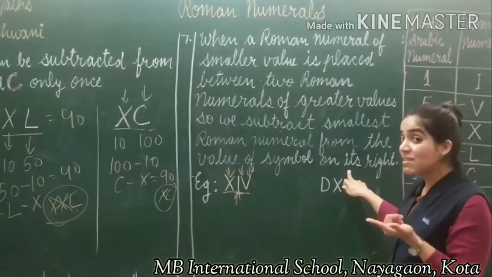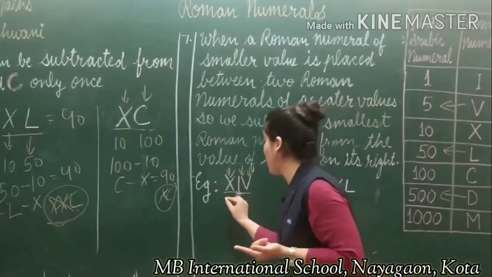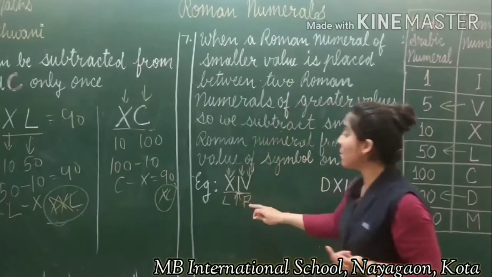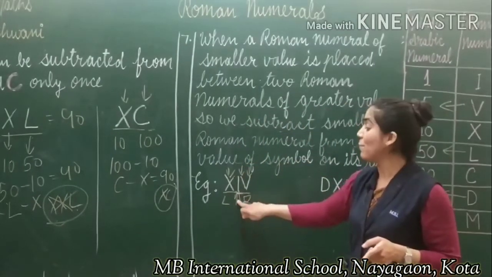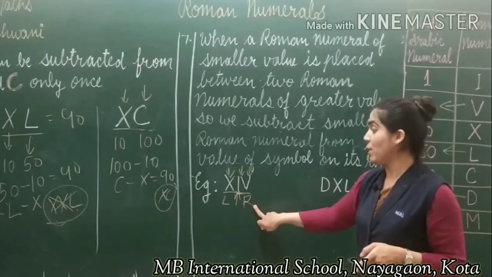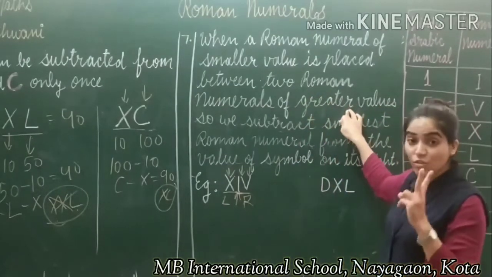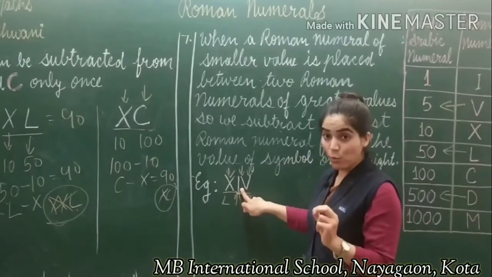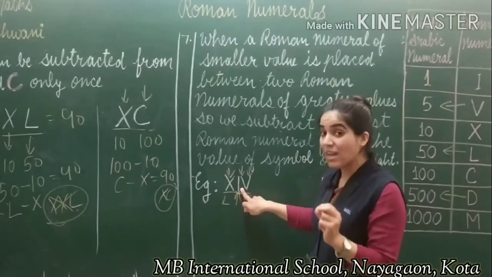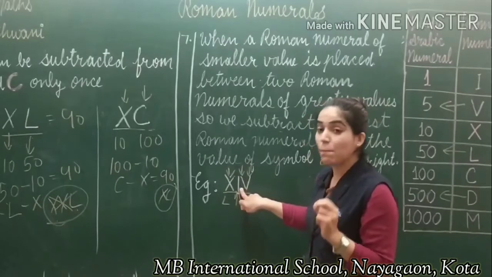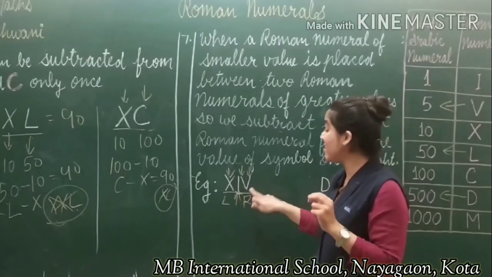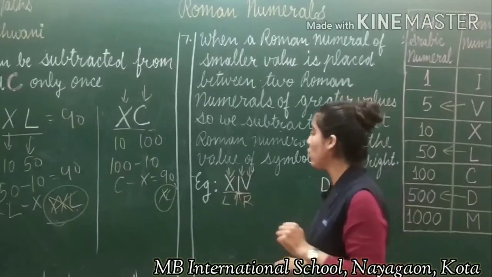So we subtract it from the one on its right side. This is the left side and this is the right side. So we subtract the in-between Roman numeral from the right-placed Roman numeral. When we have three Roman numerals in a number and the in-between one is the smallest, we subtract it from the Roman numeral placed on its right side. So how will we sort it out?